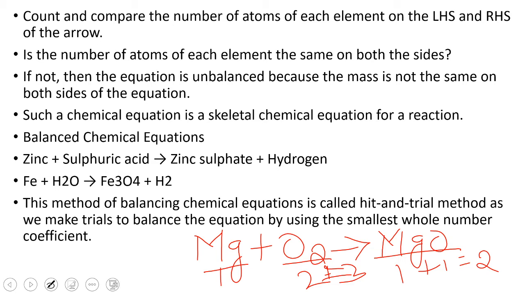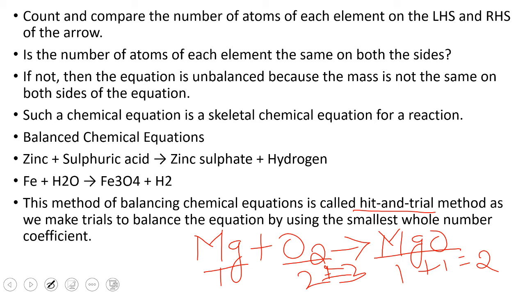So it's very important to balance the chemical equation. Like how do you balance the chemical equation? It's just a hit and trial method, right? So here I have given two examples. Zinc plus sulfuric acid gives rise to zinc sulfate and hydrogen.